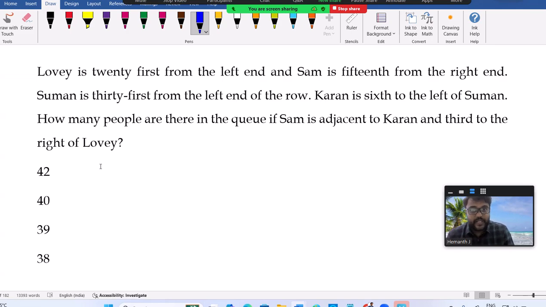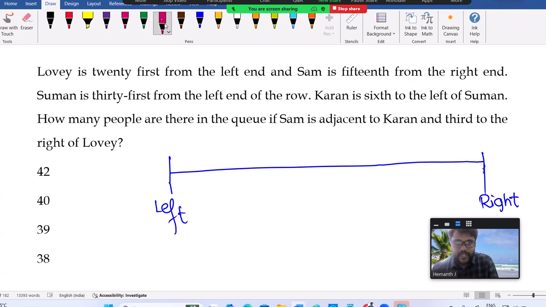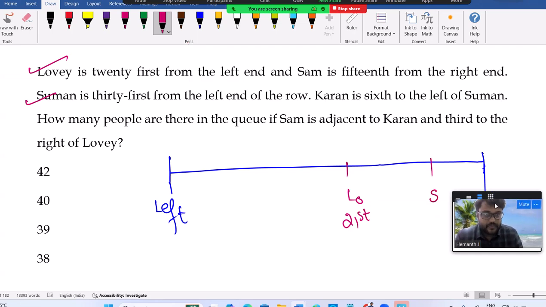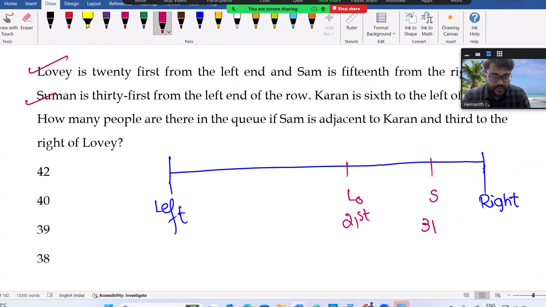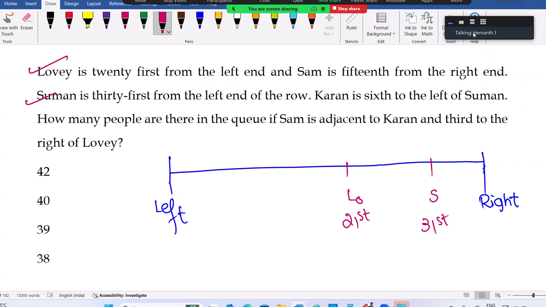So Louis is 21st from the left end of the row. Left end and right end. So Louis is 21st from the left end. And one more candidate from the left end is Suman. Suman will be 31st from the left end. Right, okay, perfect.